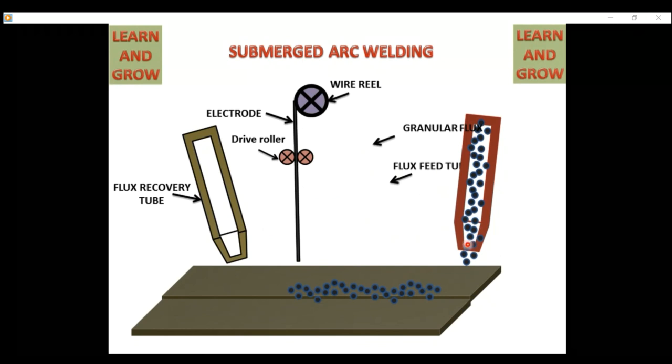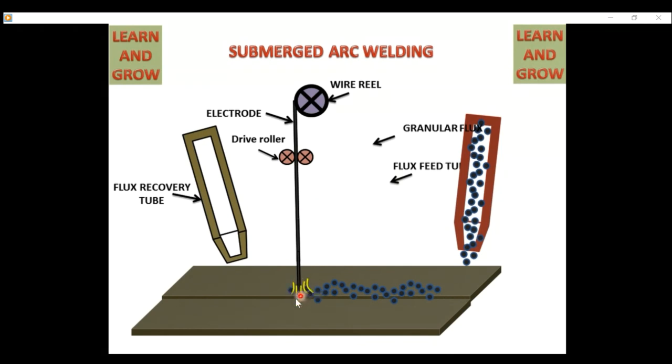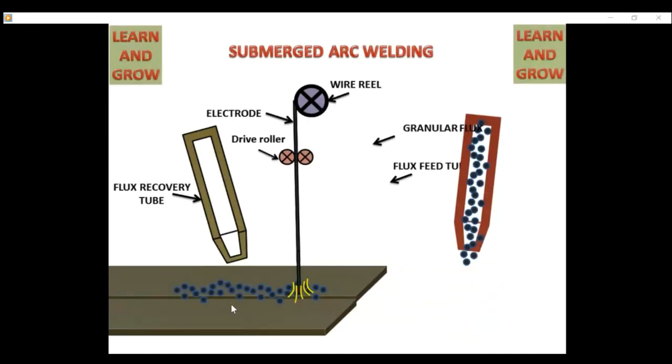We bring the wire electrode. The electrode will approach here and become close. Then the arc is created here. Welding will be done. Some of the flux will be used, some flux will not be used. Then the weld is done. This one will take out the additional flux that was not used in the welding process.